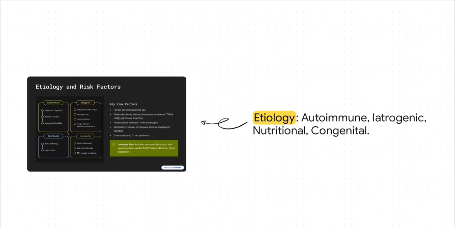Well, primary thyroid failure, where the gland itself just quits working, accounts for a whopping 95% of all cases. In parts of the world where people get plenty of iodine in their diet, an autoimmune condition called Hashimoto's thyroiditis is usually the main culprit. But there are definitely other buckets to consider too, like nutritional issues such as iodine deficiency, iatrogenic causes like past thyroid surgeries or neck radiation, and even congenital defects that are present right from birth.